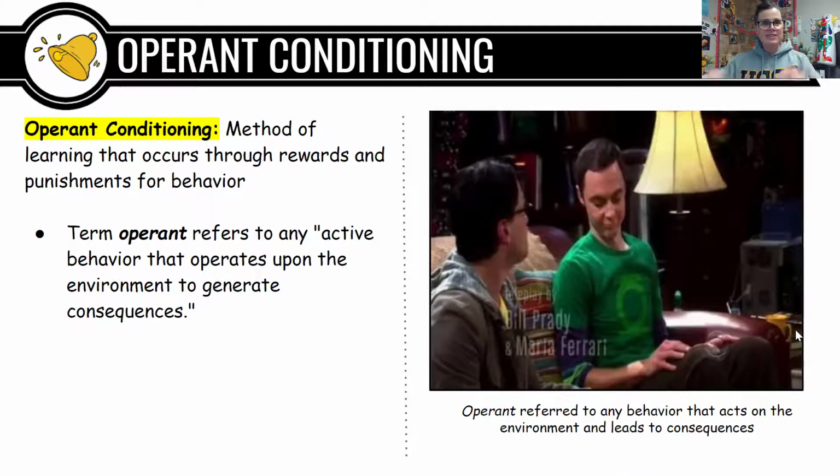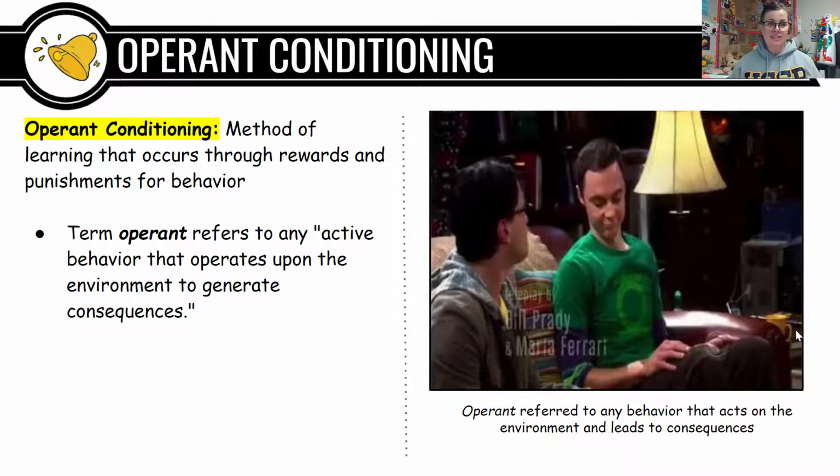So let's give us a definition. We got to start with a definition, as we always do with psychology terms. And operant conditioning, the key word there is operant. It's like you're going to operate on something. You're going to do something. You're going to change something. So operant conditioning is a method of learning that occurs through rewards and punishments, whatever your behavior is.